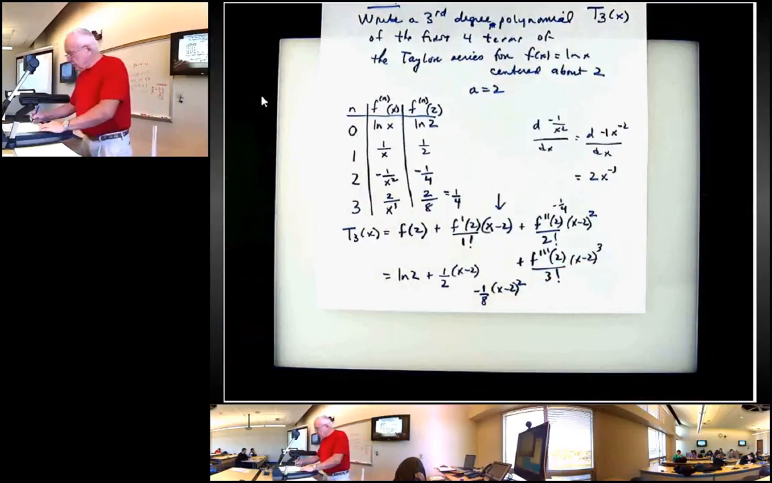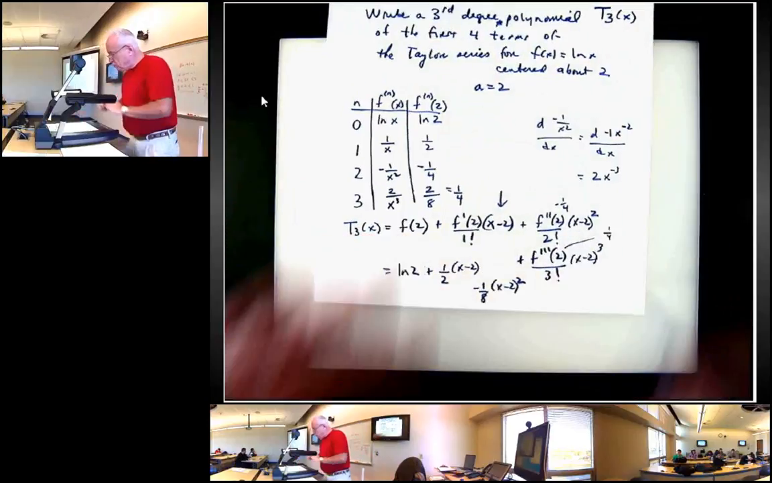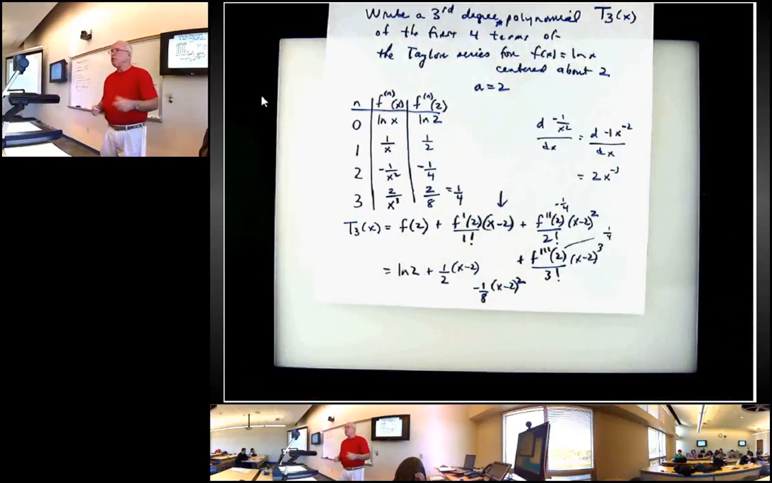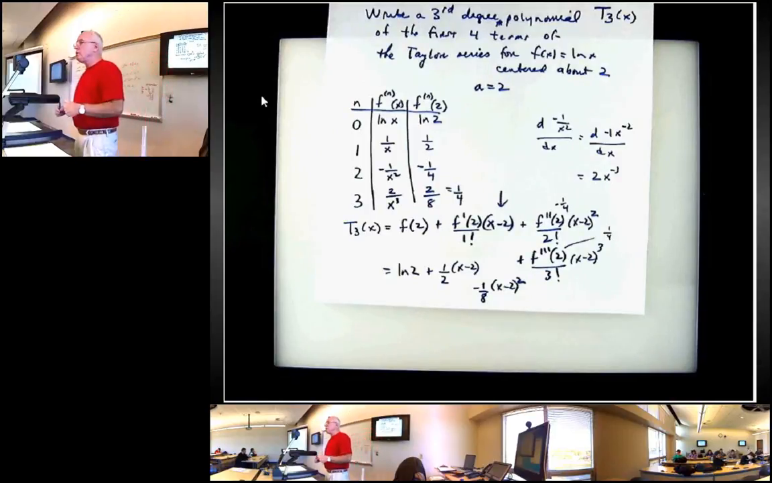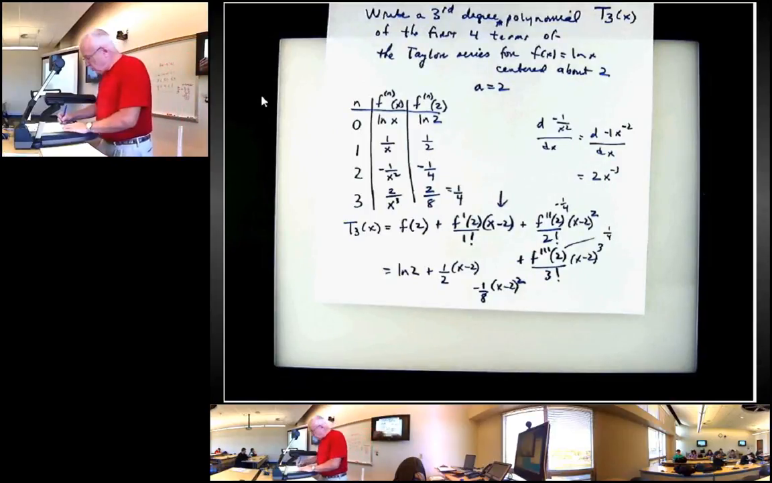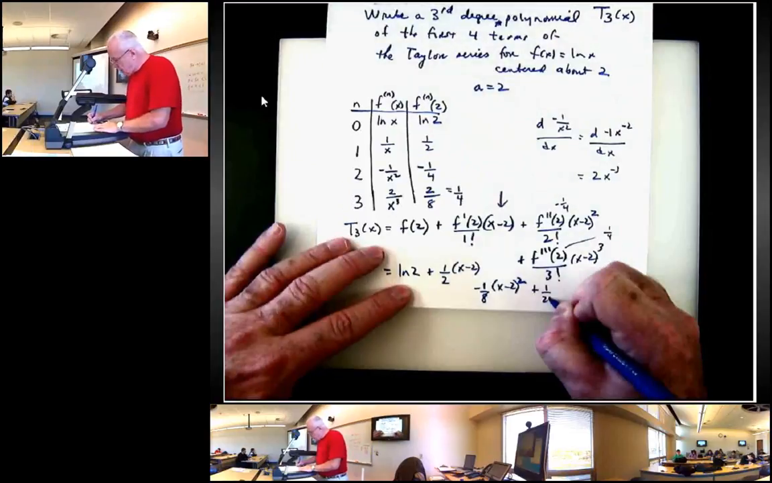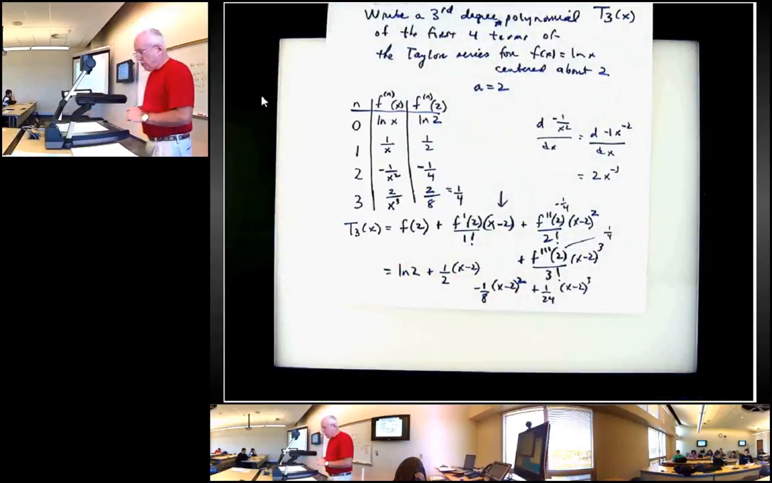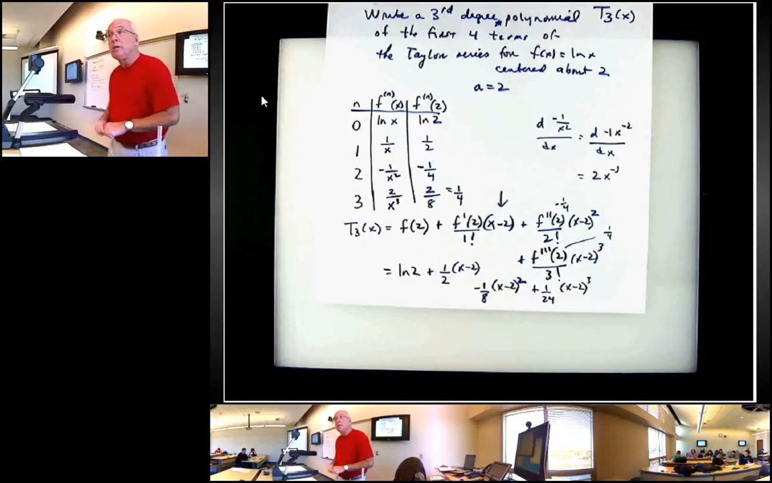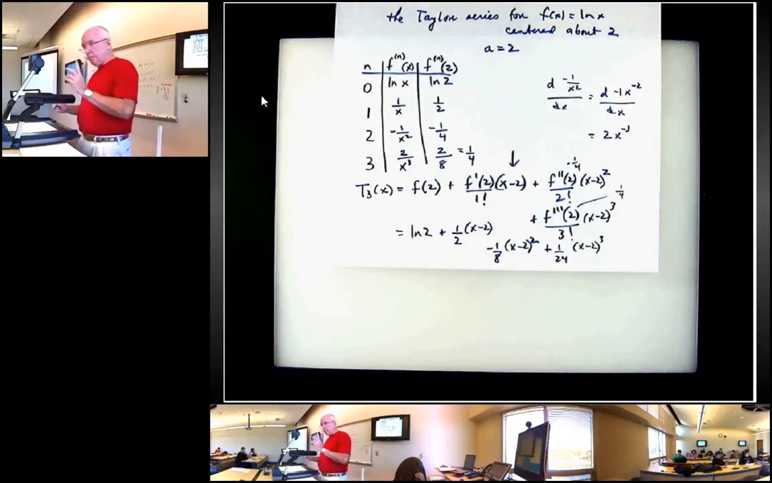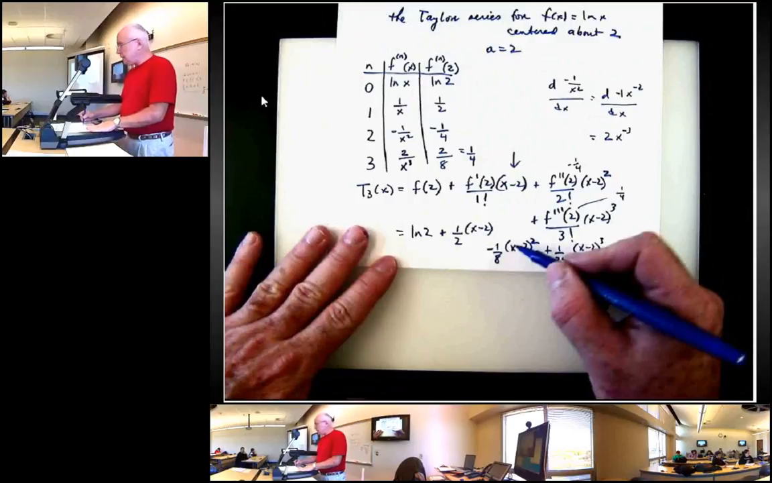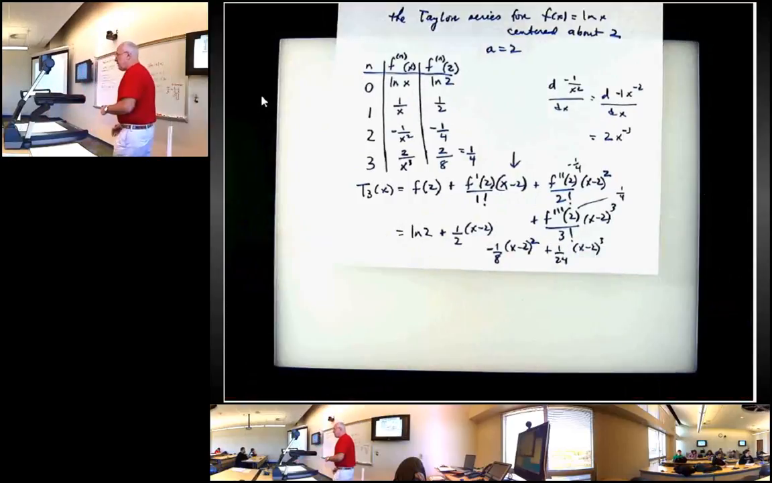And then finally, f triple prime we found was reduced to 1/4. And what's 3 factorial going to be? 6. 3 times 2 times 1, 6. So 1/4 divided by 6 is 1/24. So plus 1/24 times x minus 2 raised to the 3rd power. Okay, so we've got our 4 terms, and this is a 3rd degree polynomial. And FYI, you don't have to be foiling this stuff out. Just leave it just like that. Question on that?